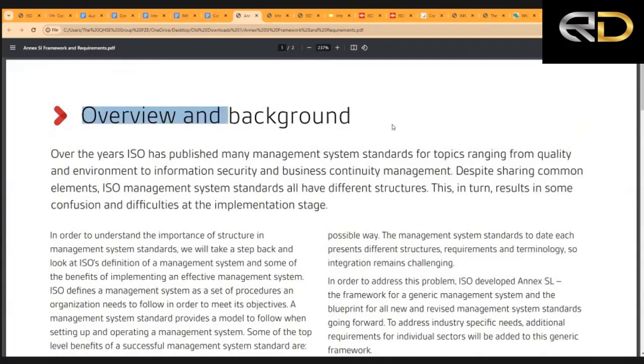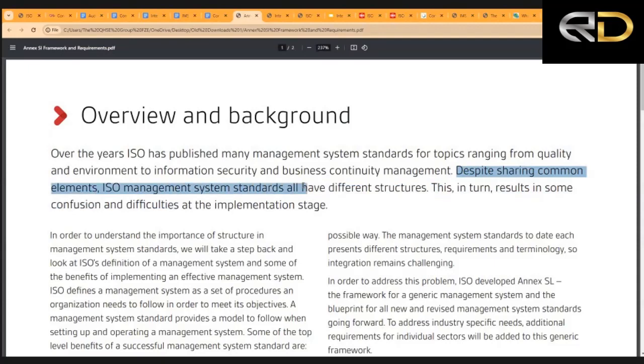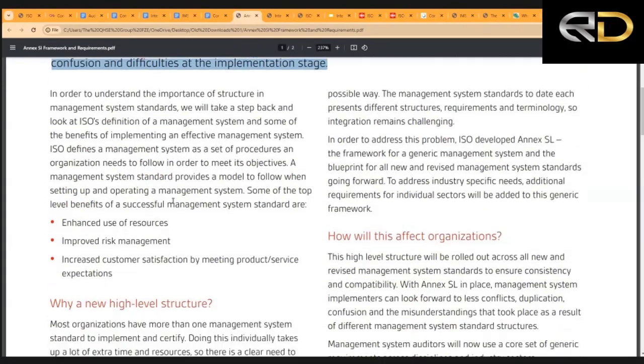To show you now how exactly that happens, I have to take you back to 2011. Back in 2011, ISO published this white paper that you can see right here. ISO suggested that over the years, they've published many management standards for topics ranging from quality, environment, information security, business continuity management, and so on. But despite sharing common elements, all the ISO standards back in 2011 had different structures. This in turn resulted in some confusion and difficulties at the implementation stages.